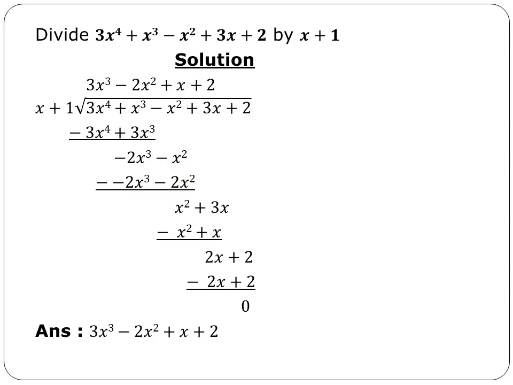Perform the subtraction. So we have minus x squared minus minus 2x squared, that gives us plus x squared, and minus 2x cubed minus minus 2x cubed is 0. Now we drop the plus 3x to this level, so we get x squared plus 3x. Division between x squared and x here gives us plus x.